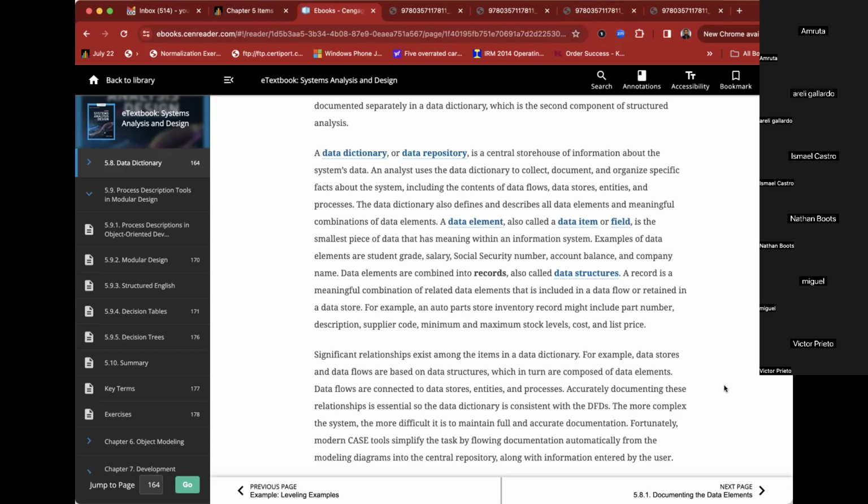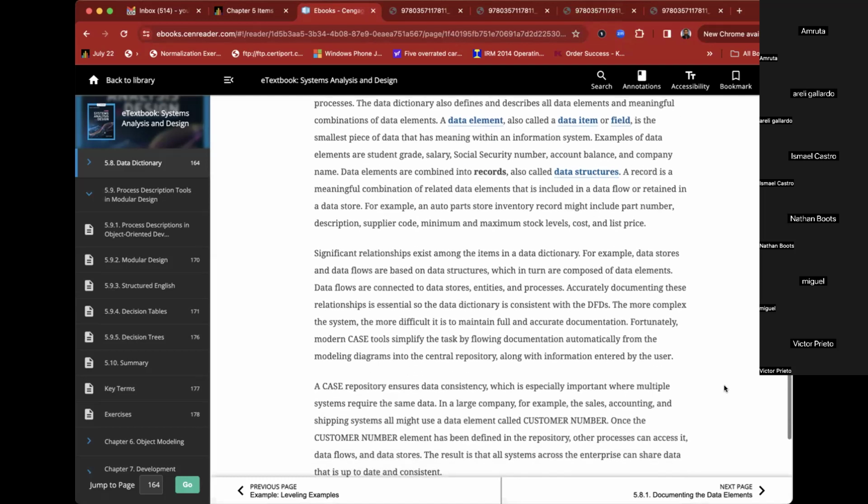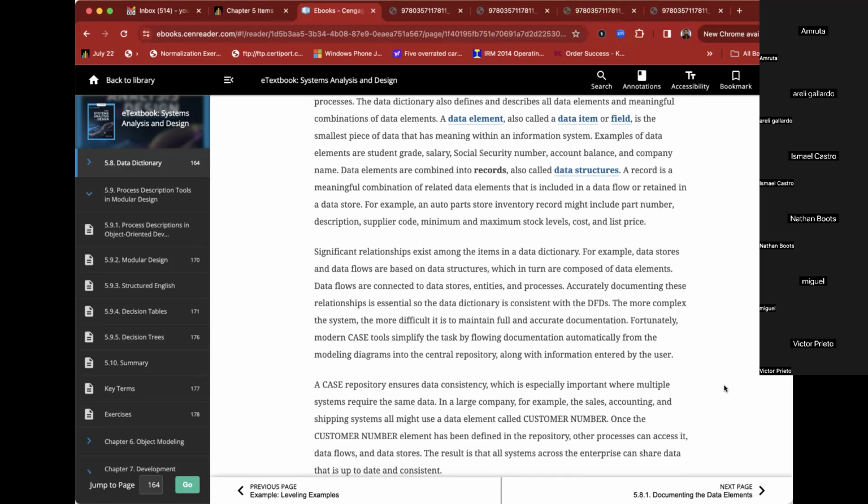These data elements are placed inside a record or what we call a data structure. When you're designing your tables and entity relationship diagram, it is this data structure that you are converting into a table. When you're designing your physical files, it is this data structure that you are converting into a record format. So data structure is like a record format with the name and a bunch of fields and the whole nine yards. So a record is a meaningful combination of related data items. Significant relationships exist among the items in a data dictionary.